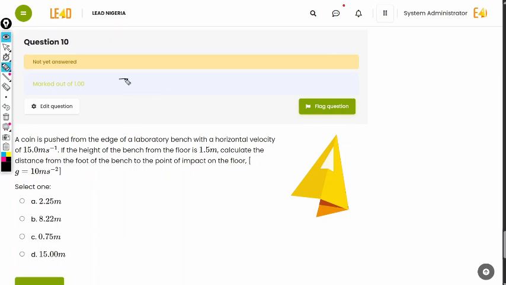Alright, so let's have this as a table. So this is our table, right? It's our nice table legs here. Okay, so we have this coin, and then this coin is projected off with an initial velocity of 15 meters per second. So this velocity is purely horizontal, right?